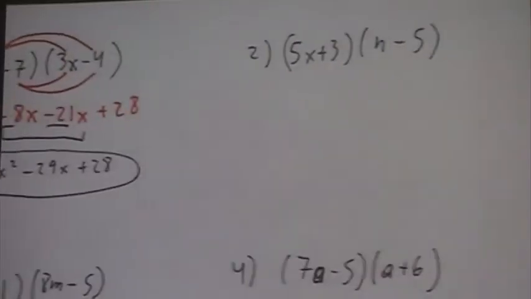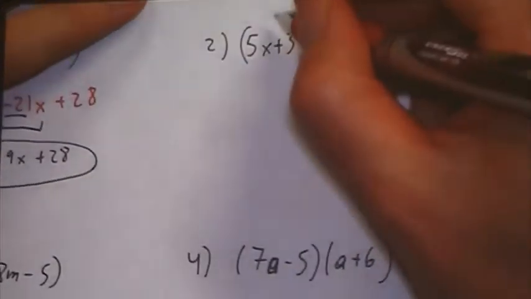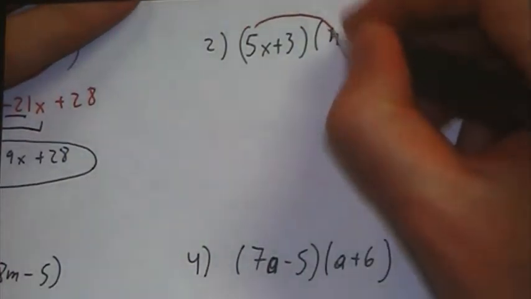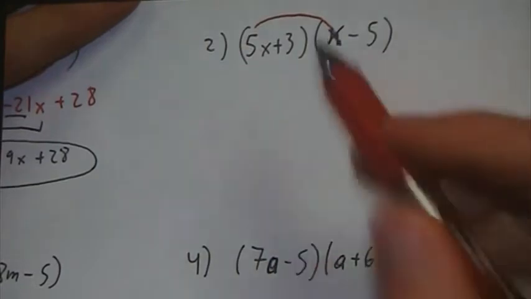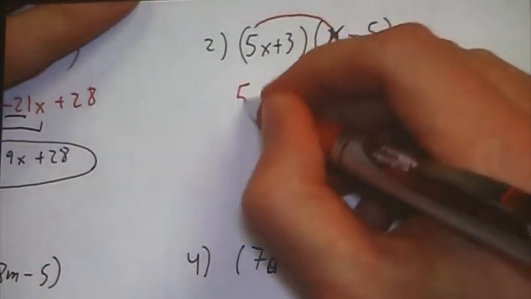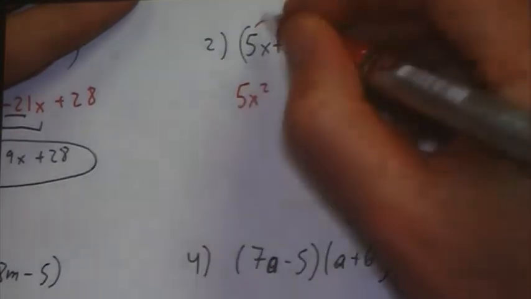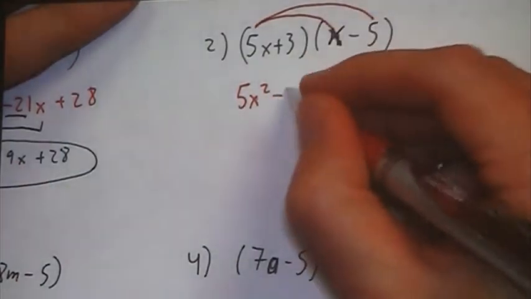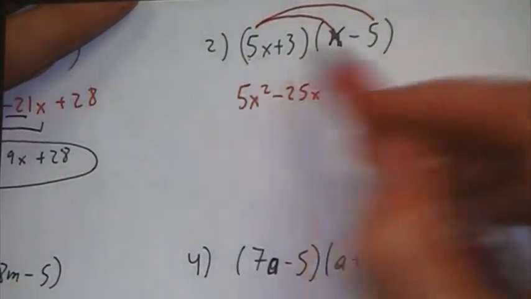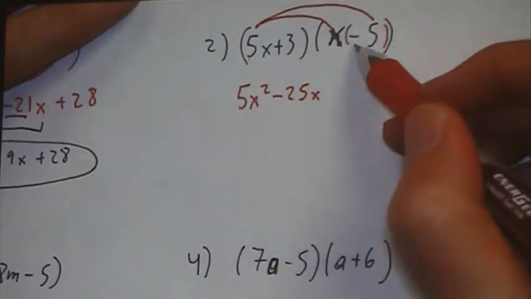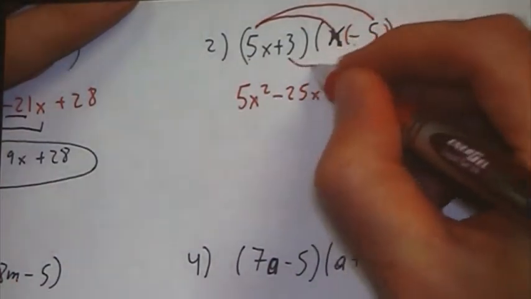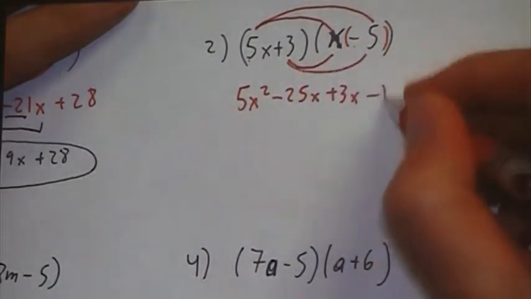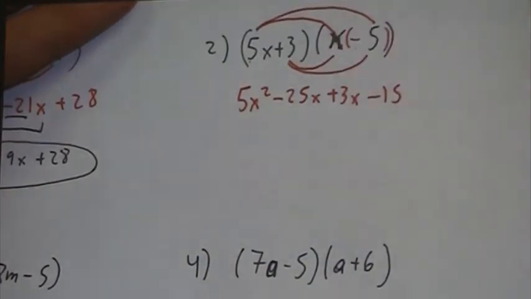Alright, and this guy, okay, claw method. Oh my, that should be an x. Boom. 5x times x, which would be 5x squared. 5x times a negative 5 or a minus 5 would be a negative 25x, because we're going 5 times negative 5. You're really keeping that negative sign with that 5. Keep that in mind. 3 times x and 3 times negative 5. Boom. And again, here we have our claw.